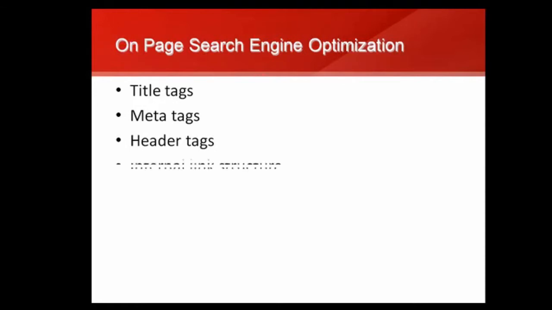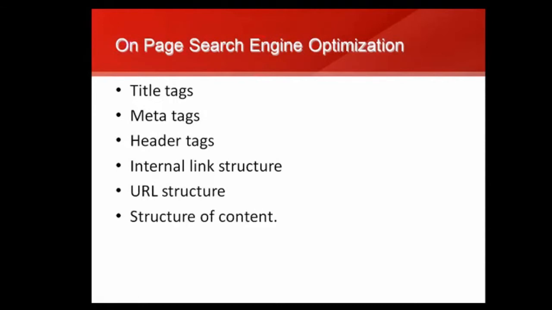Okay, so next we have on-page search engine optimization. So at this point, you should have identified your main keyword phrases that you are going to go after. And I'm going to step you through the on-page process. One very, very important factor is title tags. Another important thing to consider is using your meta tags on your site. And the next very important strategy is your header tags within your site. And then we're going to cover your internal link structure, your URL structure, the links on your site, and the structure of your actual content.